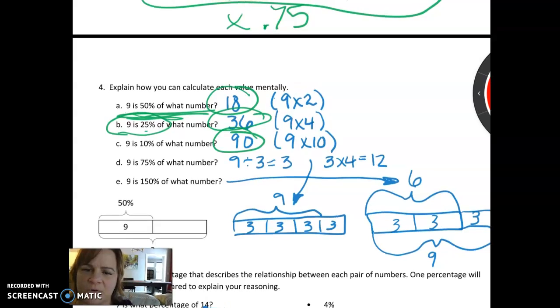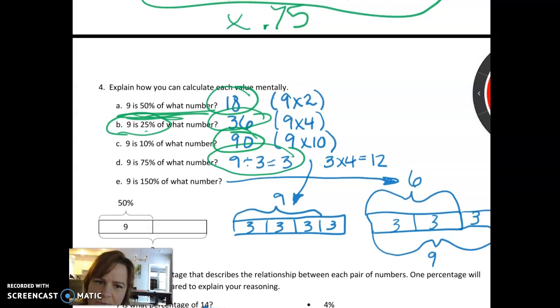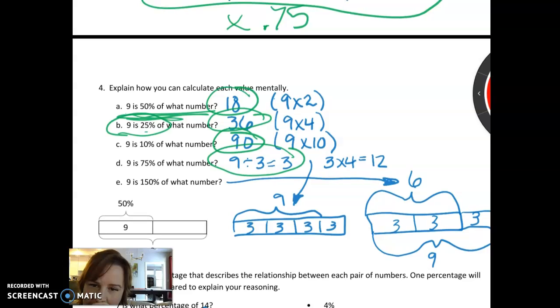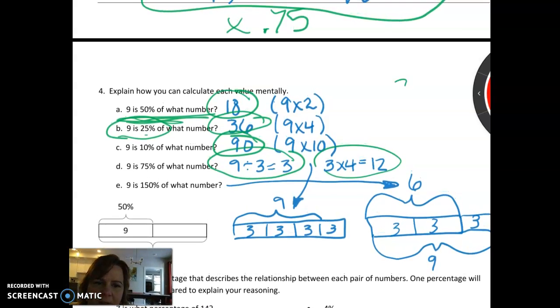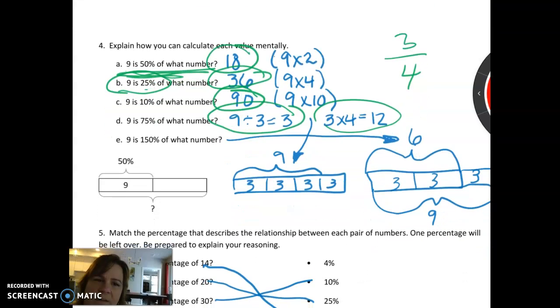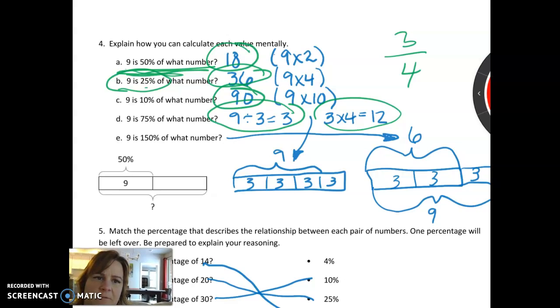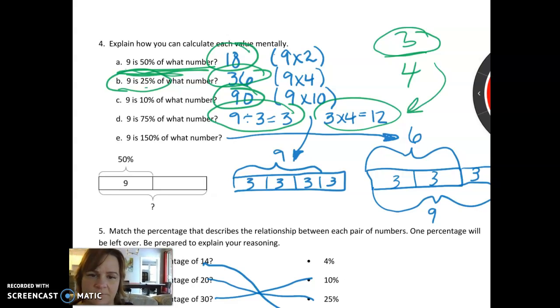9 is 75% of what number? Well, first I'm going to divide by 3 and get 3, and then I'm going to multiply by 4, because 9 is 3/4 of what number? I'm going to first figure out 9 divided by 3, and then I'm going to multiply times 4 to figure out how many of those fourths.